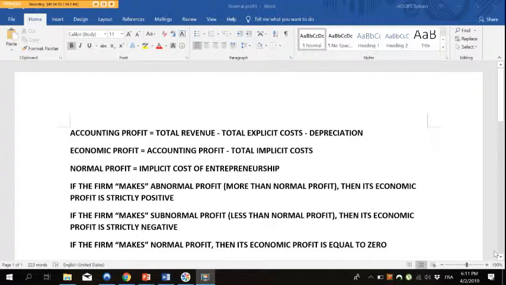And this is what I will explain in an example in a few minutes: when a firm makes, and this is the keyword here, abnormal profit, which means when the firm makes more than normal profit, then its economic profit is strictly positive. When the firm makes subnormal profit, less than normal profit, then the economic profit will be negative. And when the firm makes exactly normal profit, then its economic profit is equal to 0.